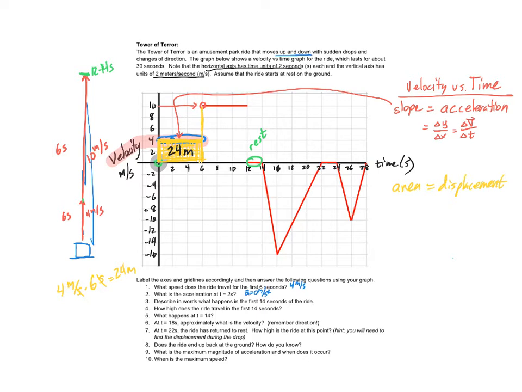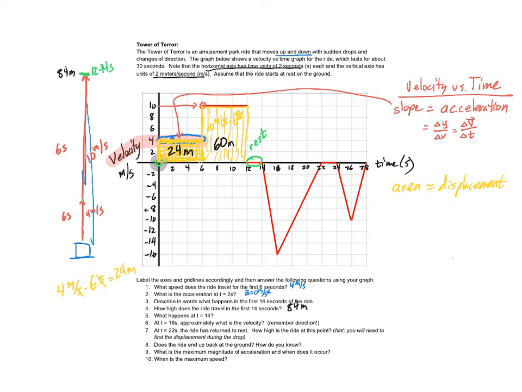Now we're going to do the same thing right here. This one has a height of 10 meters per second and a width of 6 seconds. Again, the seconds cancel out and we get 10 times 6, which is 60 meters. So this area right here, from that line down to the x-axis, is 60. We add those two together and we get a total of 84 meters. So that's where I am up here. I am 84 meters above the ground, almost a football field up in the air.